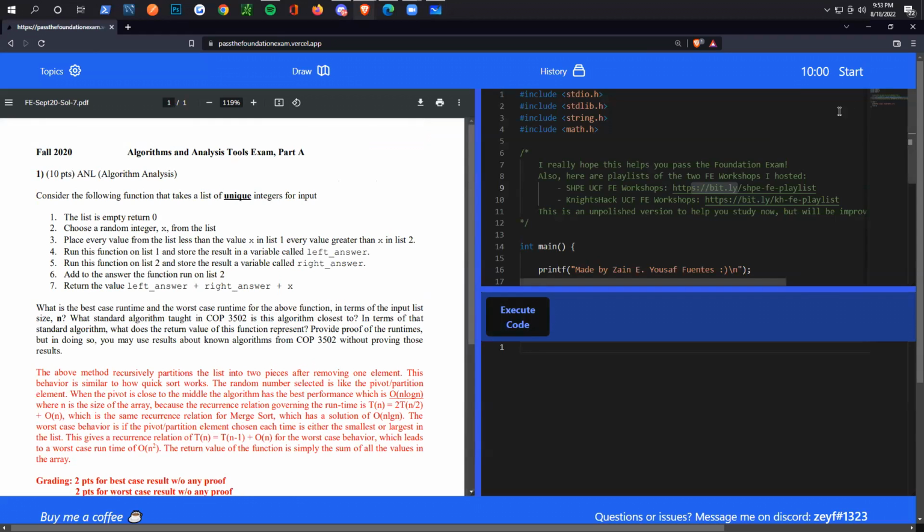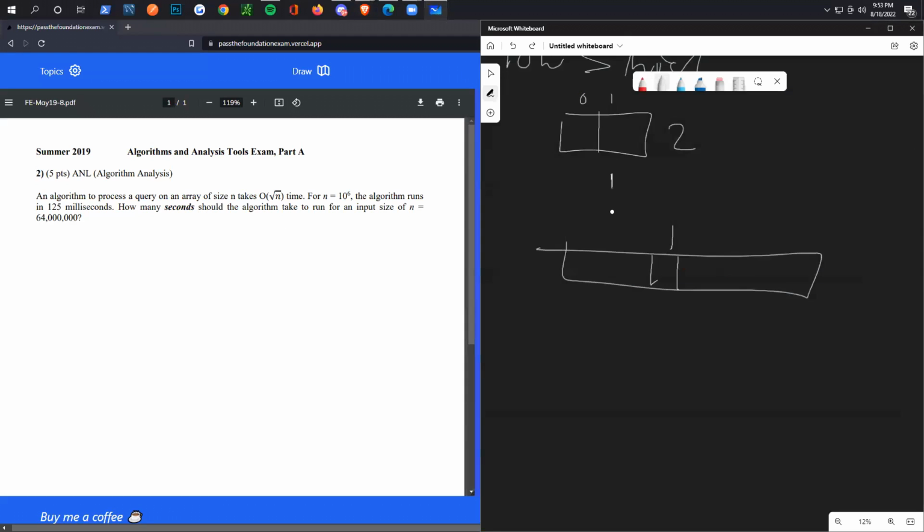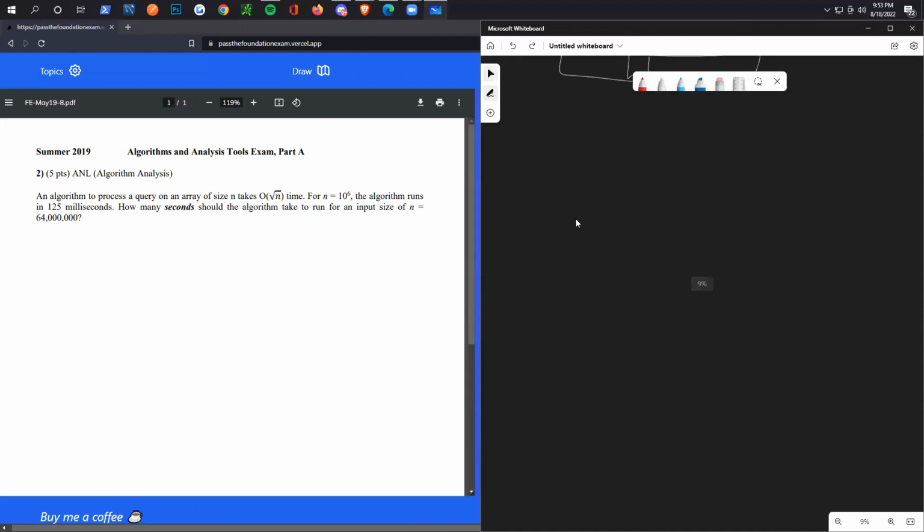Okay, so let's do one more algo analysis. And actually, I want to get to one of the code ones. So I'll just end up doing this one real quick in front of you guys, and then we can go to the code ones and give you guys some time on that before we go over to base conversion and call it a night.